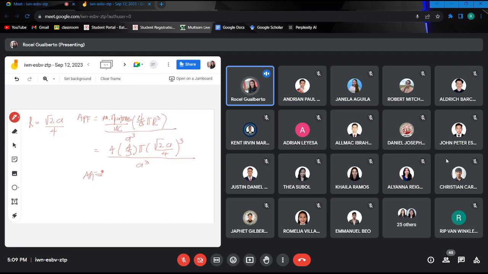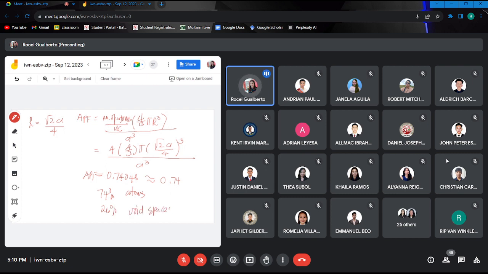What is the value? 0.7404, and then it has many more digits, so this is rounded off to 0.74. What does that mean? 74% of the entire volume of the cube is occupied by the atoms, whereas the 26% is the void spaces.